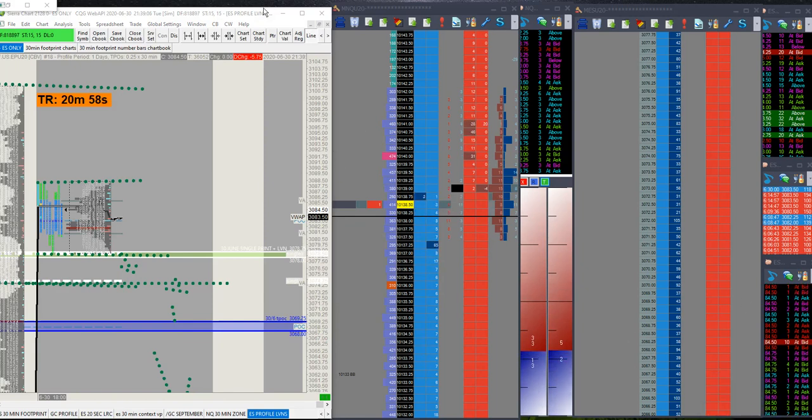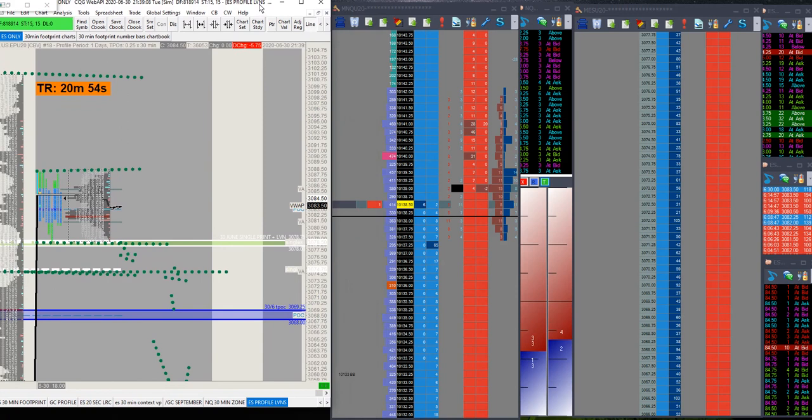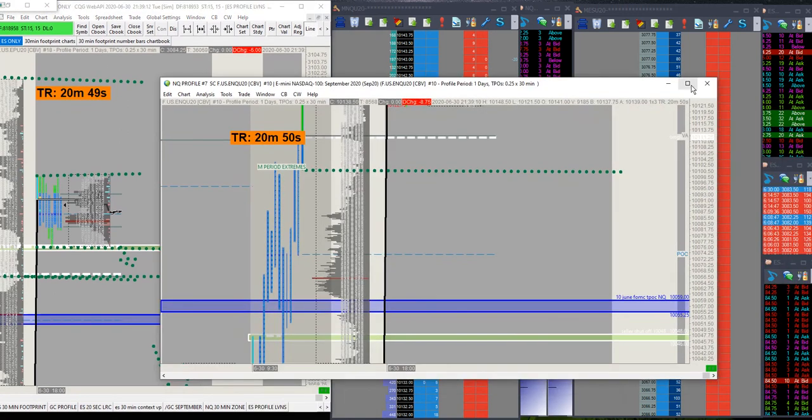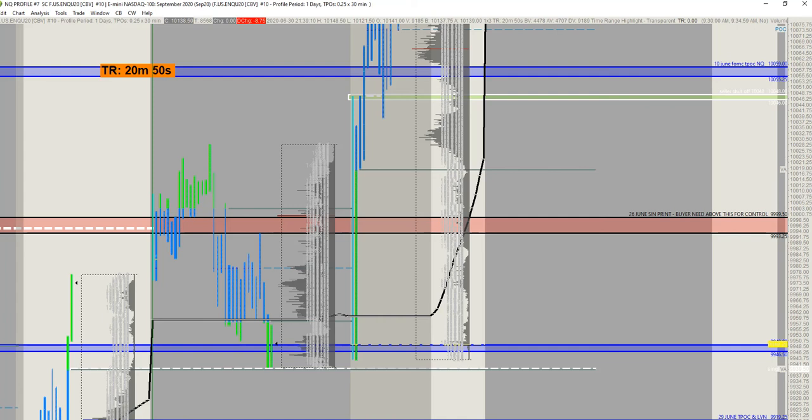I'm getting to a point where I'm trying to resume the questions I've been getting from other traders, so I want to make sure that I'm able to go over certain things. I'm just going to bring up the NQ's profile quickly.